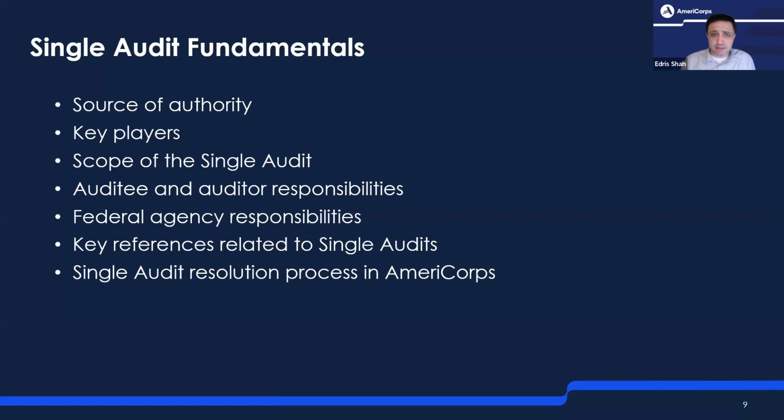We'll start by examining maybe first the origin of the authority behind the single audits and discuss the principal entities that are involved in the audit of the federal government, and they're all on the federal government side. And then following that, we will delve into the scope of the audit a little bit and maybe take a look at an outline of the critical responsibilities of both auditees and federal agencies.